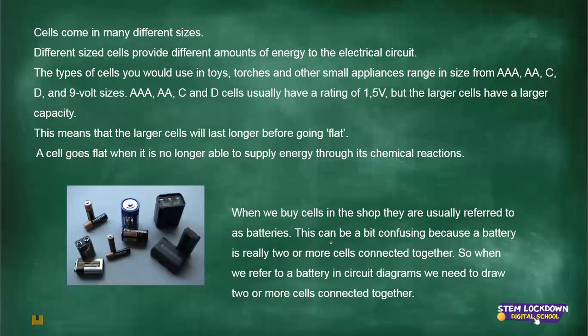Okay, this can be a bit confusing because a battery is really 2 or more cells connected together. So when we refer to a battery in a circuit, then you draw 2 or more cells connected together. Okay, so the concept of cells and batteries is actually a bit confusing.